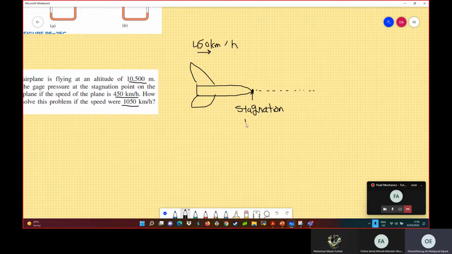Stagnation means the velocity equals 0, because here it will be completely blocked and then it will start to move this way and this way. But at this point, the velocity will be 0. And at the free stream line, here the velocity is 450. Again, this is relative. The plane is moving, but from the plane's perspective, the air is blowing at a velocity of 450.